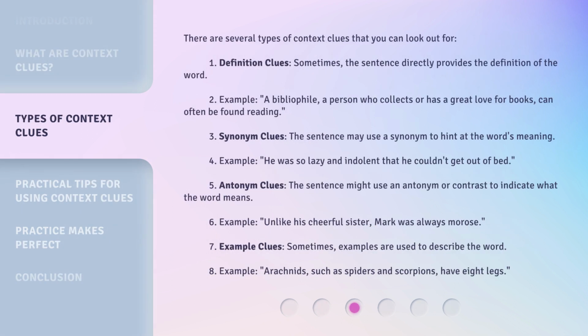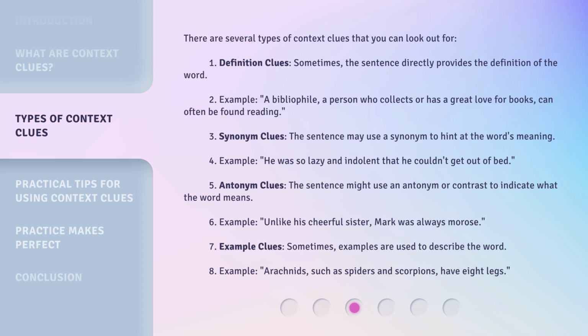There are several types of context clues that you can look out for. 1. Definition clues. Sometimes, the sentence directly provides the definition of the word. 2. Example. A bibliophile, a person who collects or has a great love for books, can often be found reading. 3. Synonym clues. The sentence may use a synonym to hint at the word's meaning. 4. Example. He was so lazy and indolent that he couldn't get out of bed.